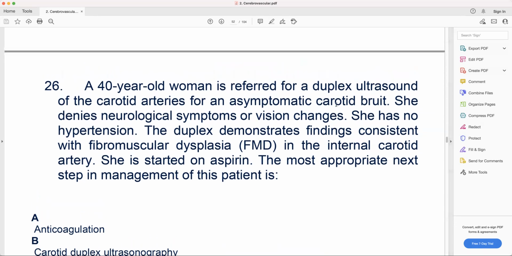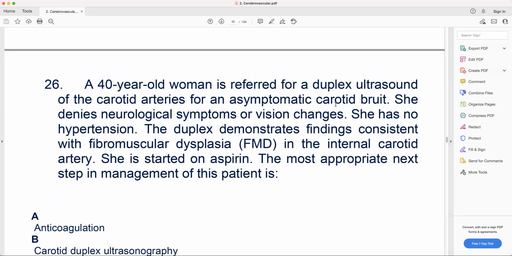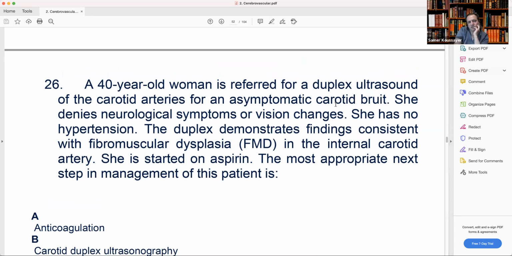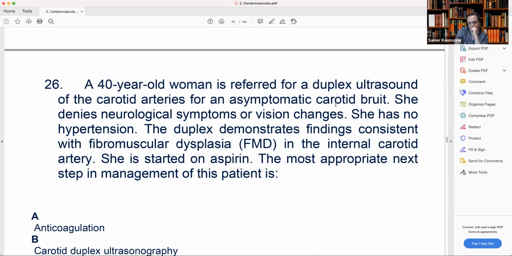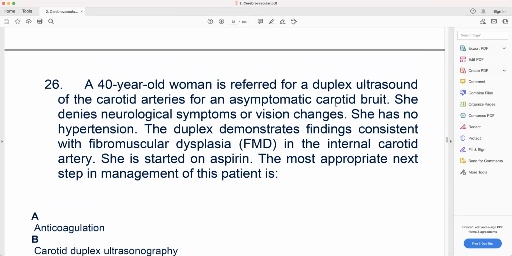I need to see the renal artery. Okay, before we do that, let's see what we have first. What the patient has. This is a 40-year-old lady referred for a duplex finding. So she has FMD, right? Yes, and she's asymptomatic. And aspirin. Okay, so how do we treat asymptomatic FMD?